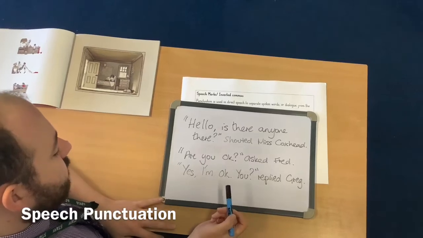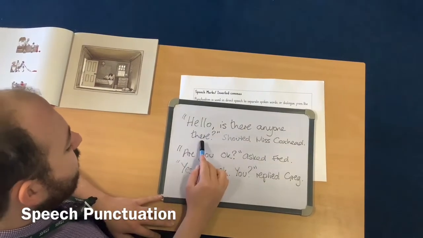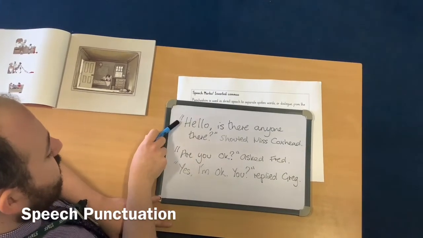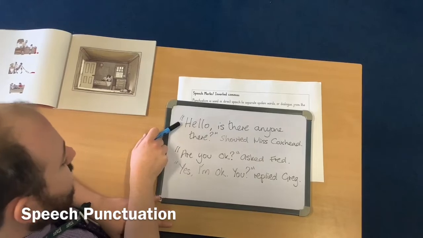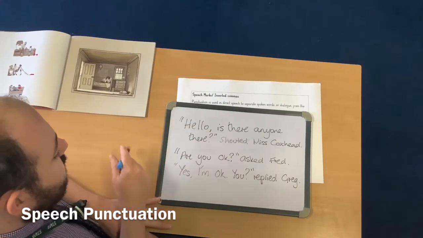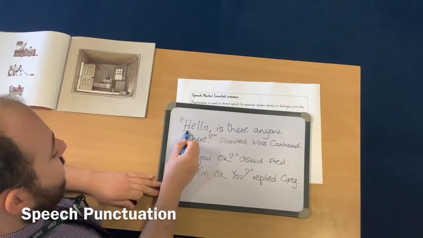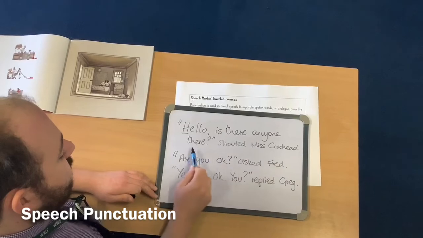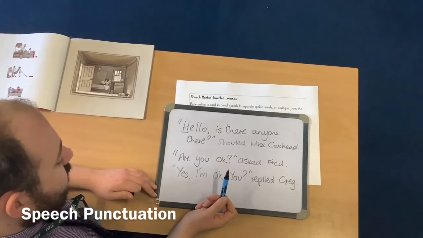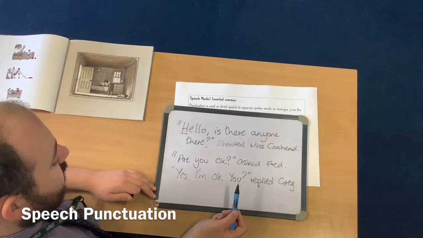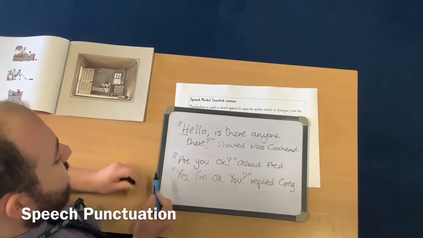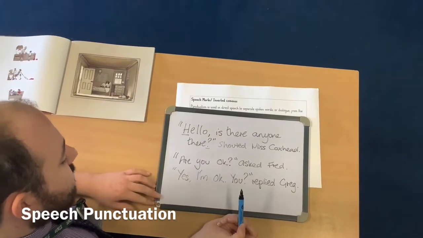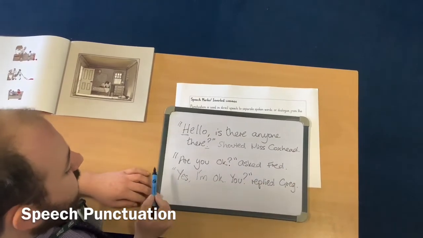Here's our first one. "Hello, is there anyone there?" shouted Miss Coxhead. So as you can see, we've got our speech marks, or inverted commas, at the beginning. What you'll also notice is that we start with a capital letter. "Hello," comma, "is there anyone there?" And as it's a question, we need to finish with a question mark. Now the question mark, or piece of punctuation, goes before our inverted commas, shouted Miss Coxhead.